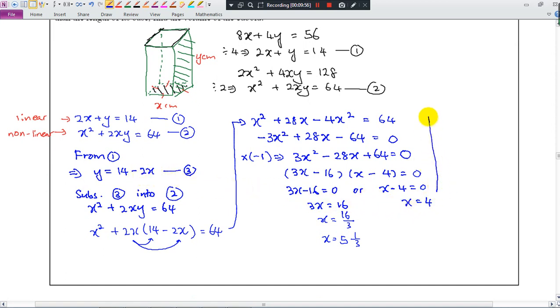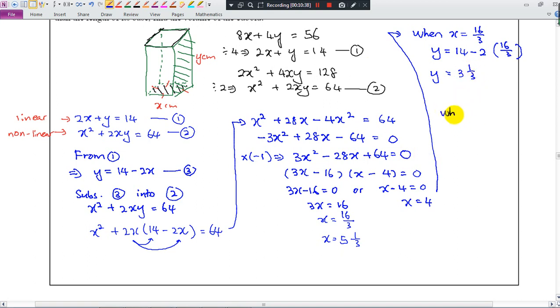Okay, so I continue here. When x is equal to 16 over 3, y is equal to 14 minus 2x. Just press your calculator: 14 minus 2 times 16 over 3. So 3 and 1 over 3.